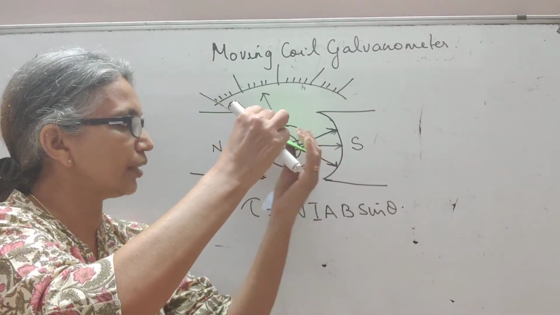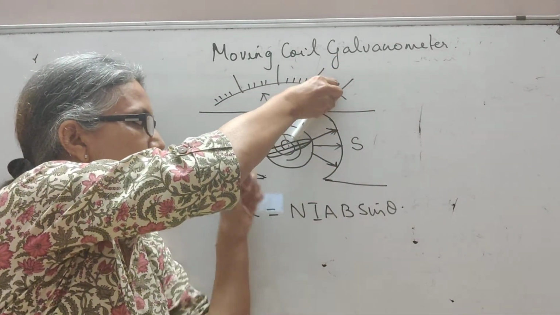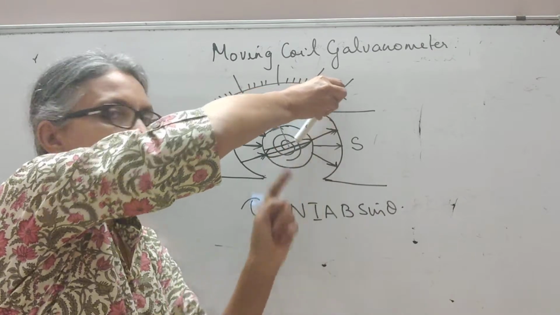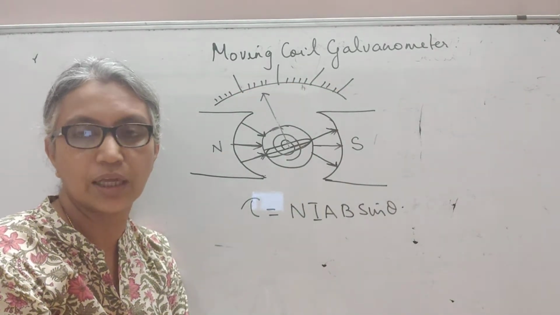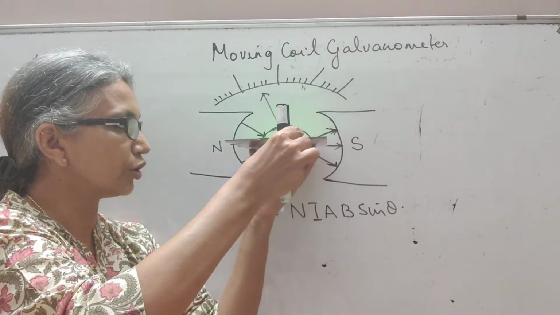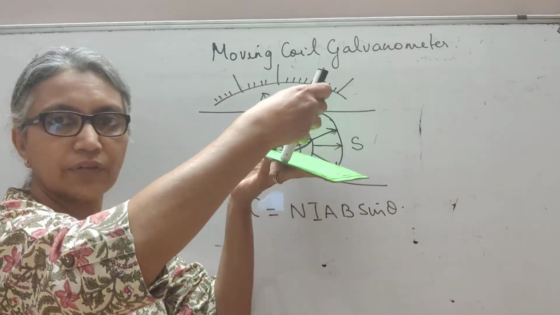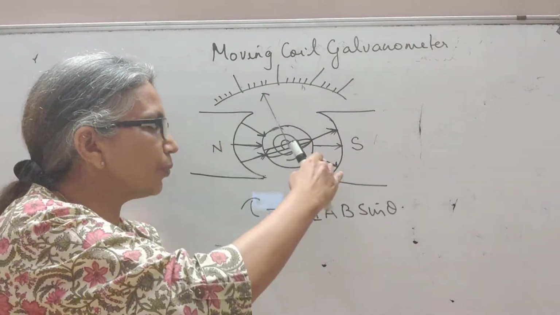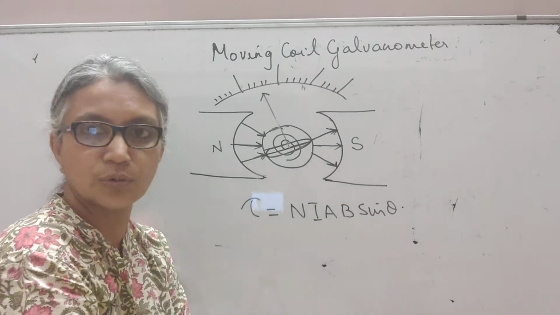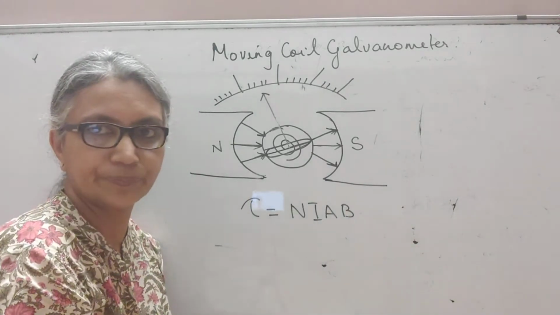Suppose from this position it turns and takes a new position like this. So your area vector has also turned. So your area vector now will be perpendicular to this radial field line, this magnetic field line. And so you will see that the magnetic field and area vector in this position is also equal to 90. So the reason why we provide a radial magnetic field is, as your coil turns in this direction, the area vector also keeps changing because your area vector is perpendicular to the coil. So your area vector also will keep changing its direction. But in every position, you will see that there is a magnetic field line perpendicular to the area vector, maintaining theta to be 90 always, and therefore torque will always be maximum. Sine 90 is 1.